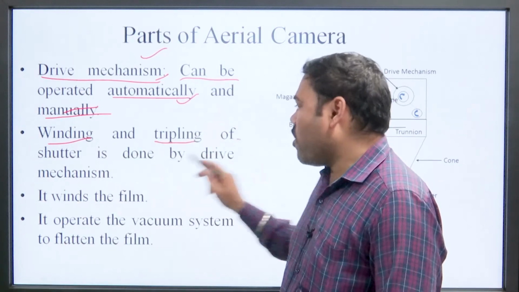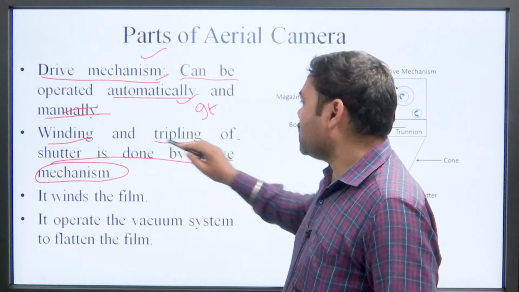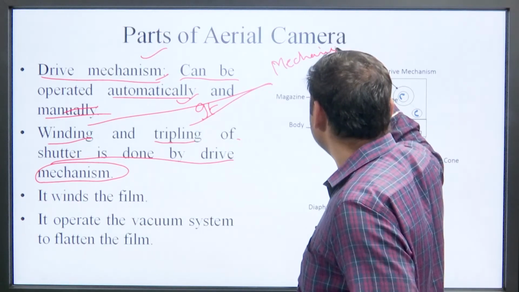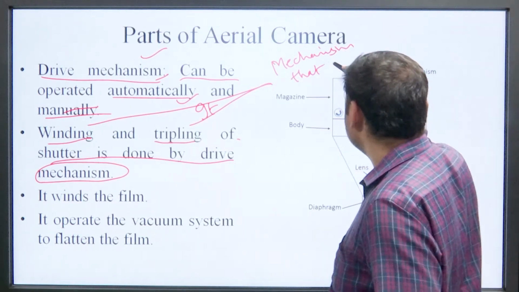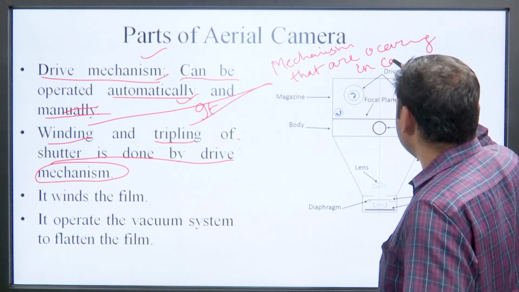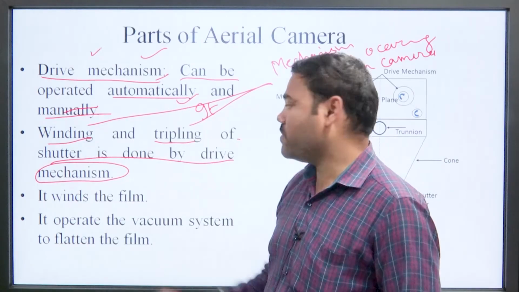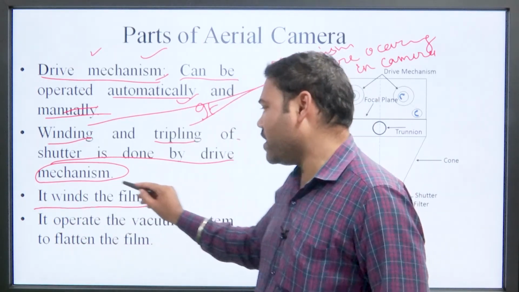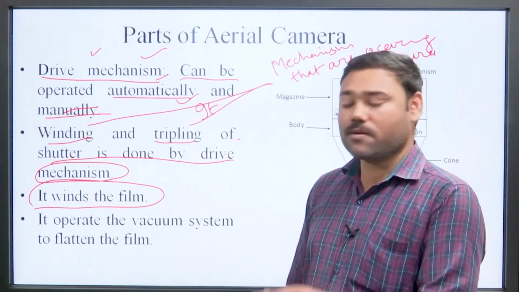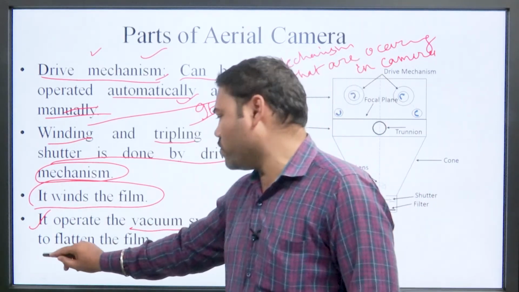Winding and tripping of the shutter is done by the drive mechanism. It means these are the various mechanisms occurring in the camera, and these different mechanisms are guided by the drive mechanism. It also helps to wind the film, and it operates the vacuum system to flatten the film.